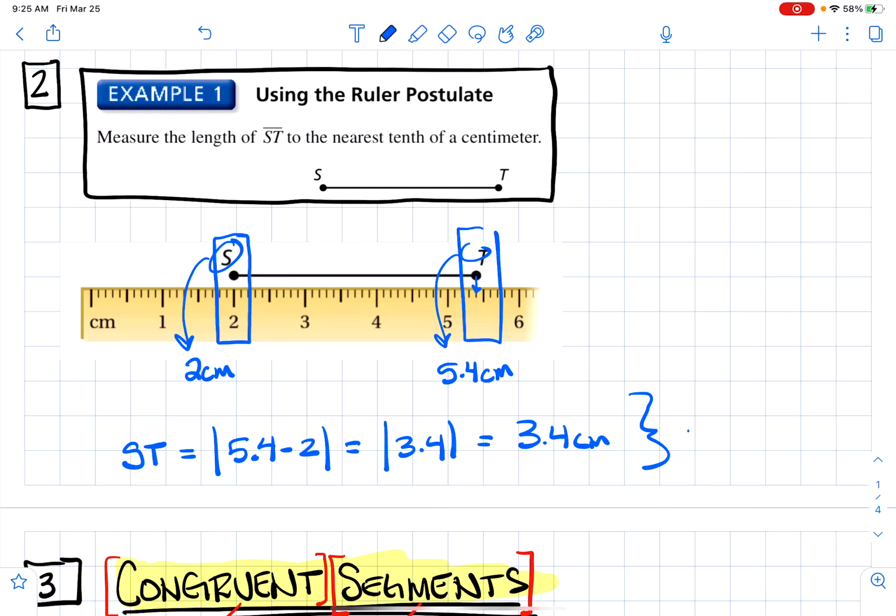That right there is your ruler postulate. Okay, that's what that means. So there's an example of how we use the ruler postulate. It's not too scary, not too crazy. That's really all it wants you to do and understand. So that's box 2.